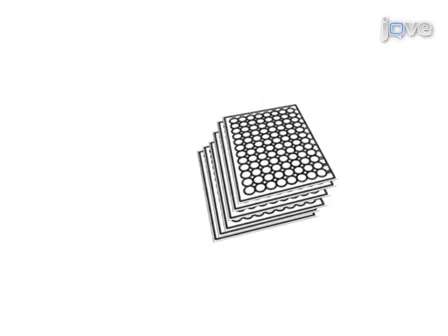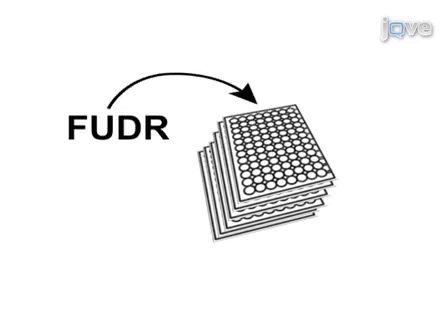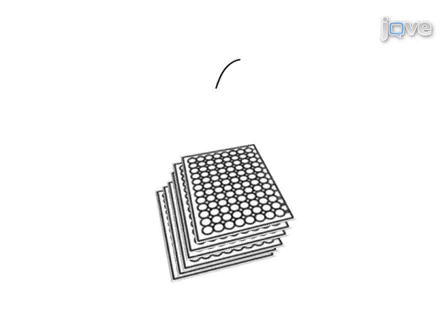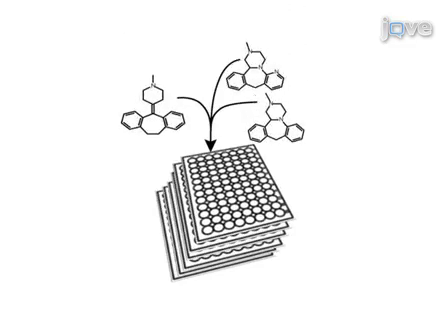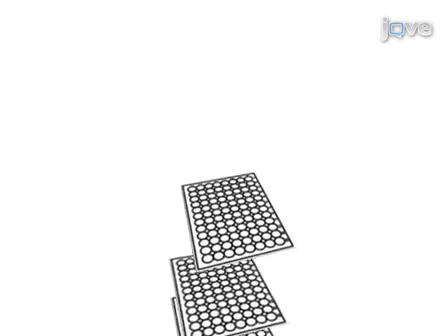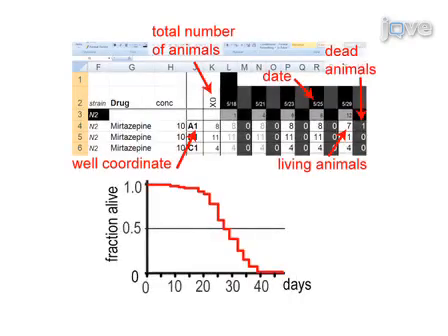Over the next 2 days, the worms grow to the L4 larval stage and the drug FUDR is added to prevent reproduction. The following day, the worms reach adulthood and the drugs of interest are added to the individual wells. From this point forward, the number of living and dead worms is determined every 2 to 3 days until all worms have died. Observation is done using an inverted microscope, and the number of dead and live worms is recorded in each session.